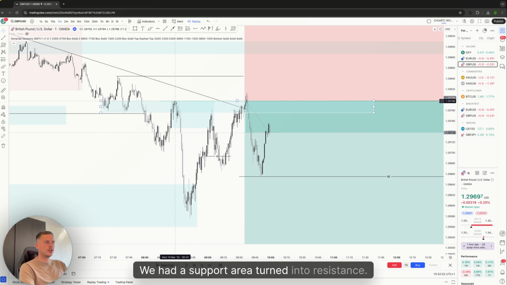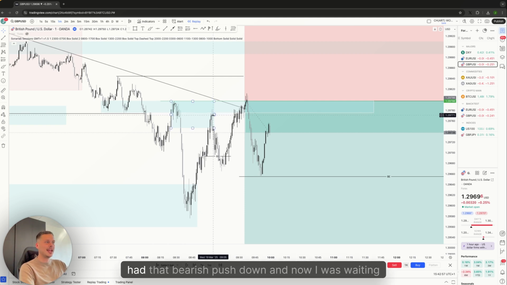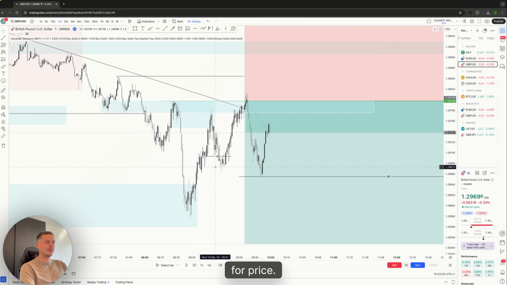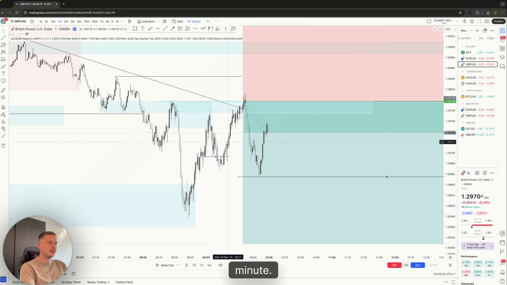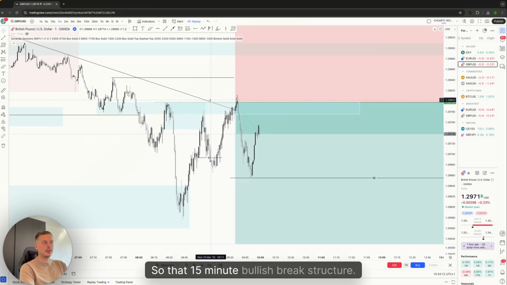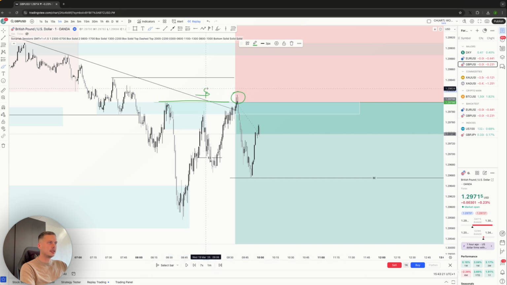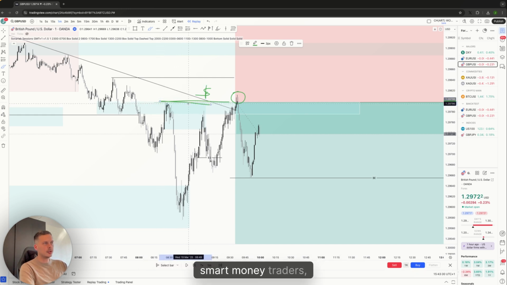What else do we have? We had a support area turned into resistance, price came into that POI. But it also came into that resistance zone, had that bearish push down, and now I was waiting for price. All right, so we have a few breaks of structure on the 1 minute. Now it's waiting for price to retrace, coming into that area again, waiting for that sweep of that high, so that 15-minute bullish break of structure. This is the 15-minute bullish break of structure. This is also the sweep of that liquidity. A little bit more nice. Early sellers have their stops also here.